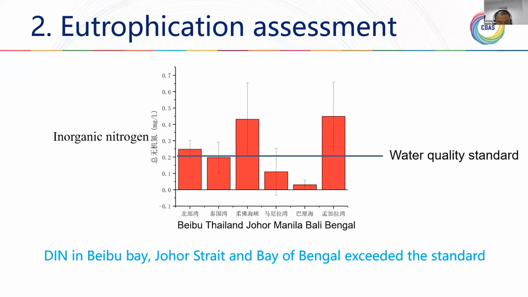So from the figure, we can see that the DIN in Beibu Bay, Johor Strait, and the Bay of Bengal were about 0.2 milligram per liter, and thus exceeded the standard.